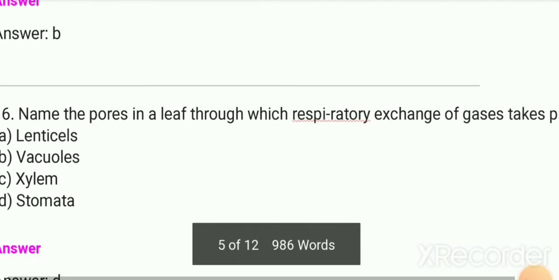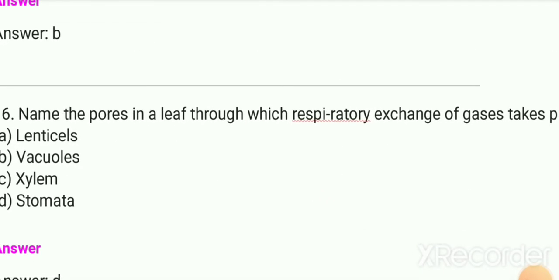Next, name the pores in a leaf through which respiratory exchange of gases takes place. I want to tell you one thing, this pore also helps in the transpiration process. I think you know the answer, that is option D, stomata. Stomata are little pores found on the upper side or lower side of the leaf, or on both sides, which have various functions: they exchange gases and they also help in loss of water. That is called transpiration, the loss of water from the aerial part of the plant body. So here option D will be the correct answer.